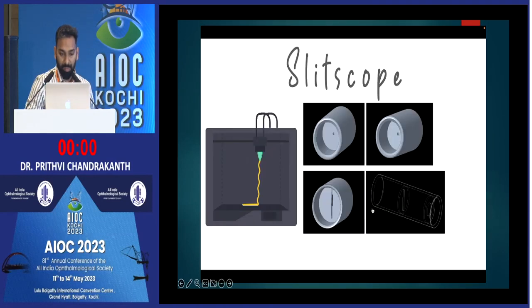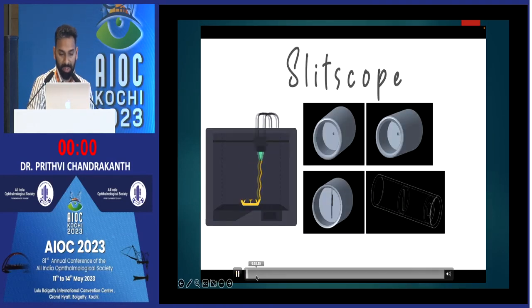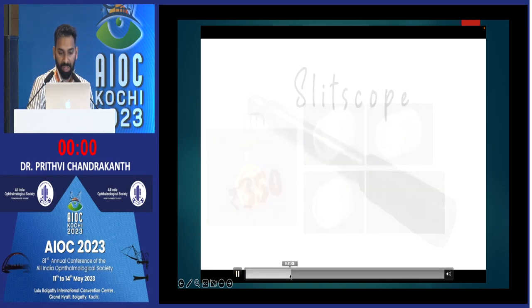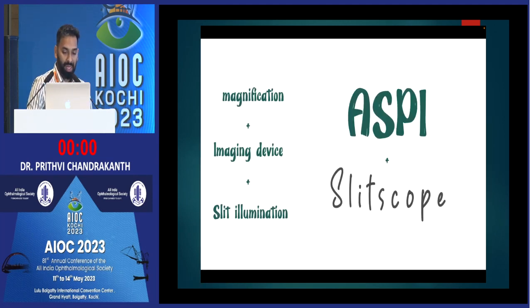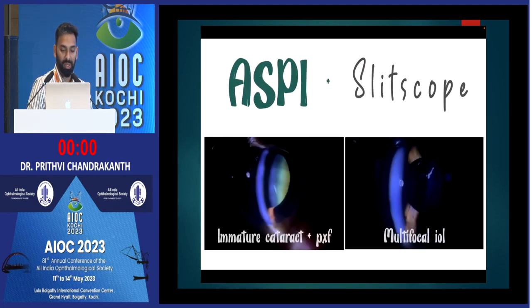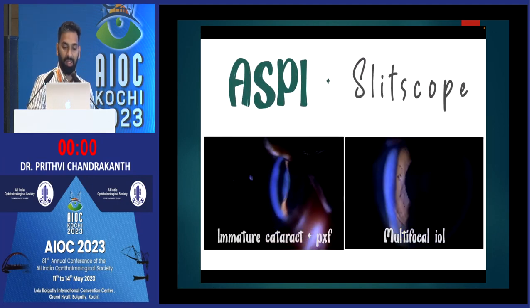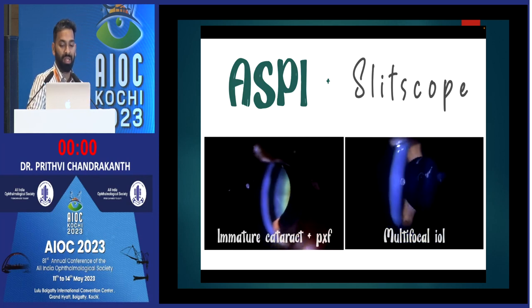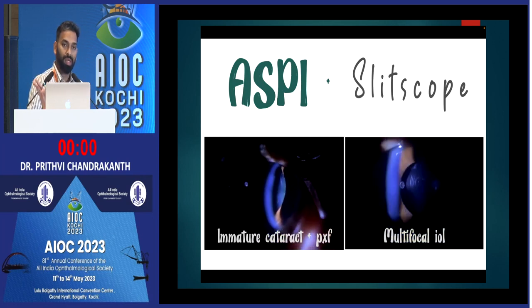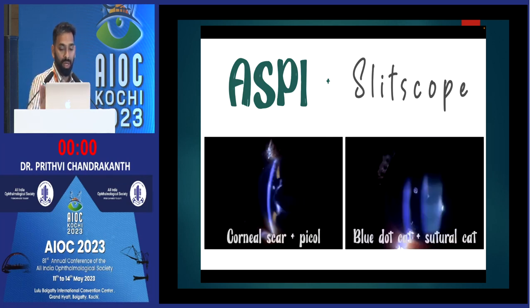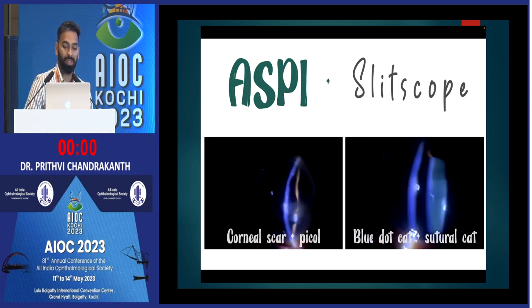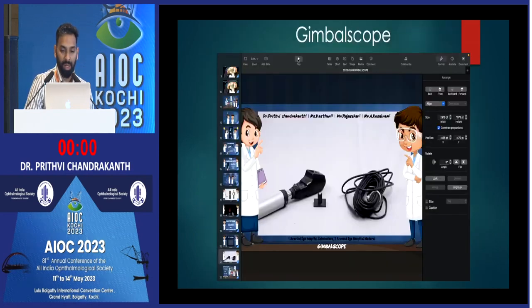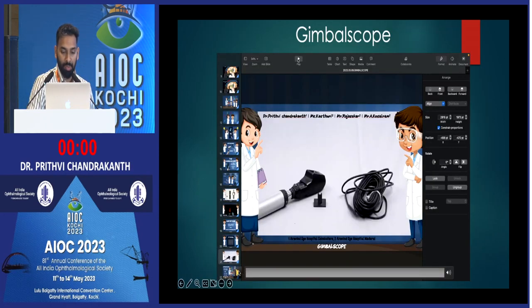So these are my innovations on 3D. This is the slit scope which I have designed. It's just with the torch, it's just 350 rupees. And the best part is with the ASP, which is a magnifying device, we are able to take these kinds of images and videos without a slit lamp. There is no slit lamp involved in this, and it gives exactly the quality of image that you take with a slit lamp. Also, this is the gimbal scope.